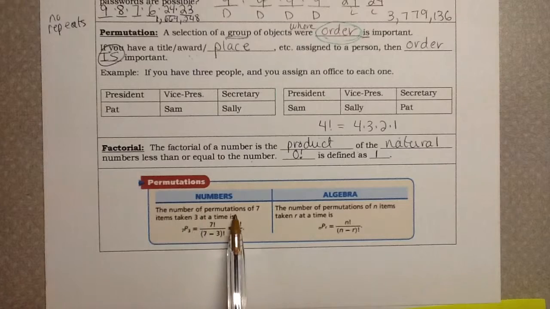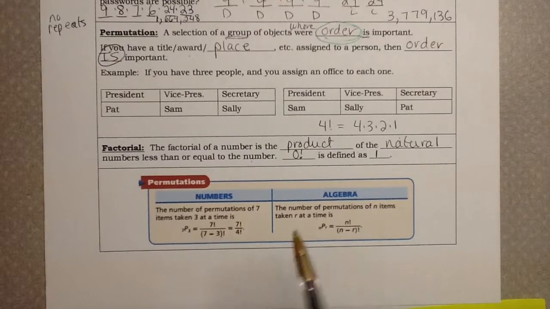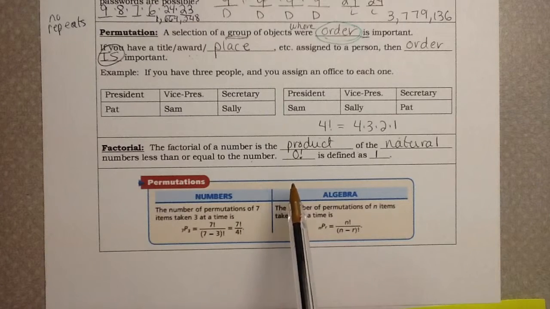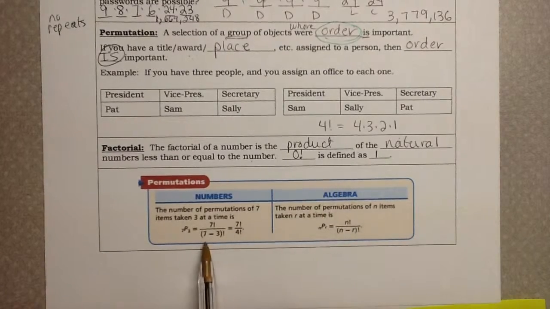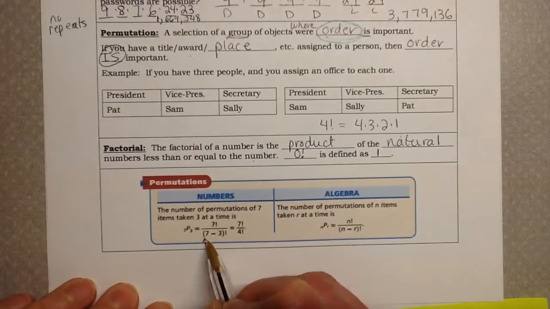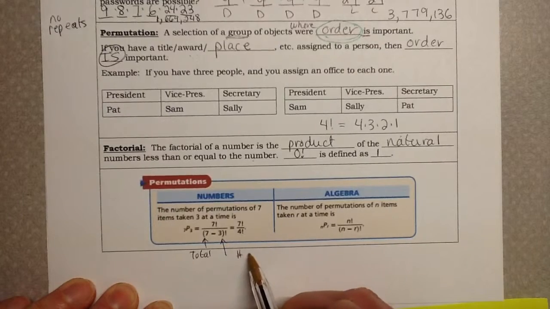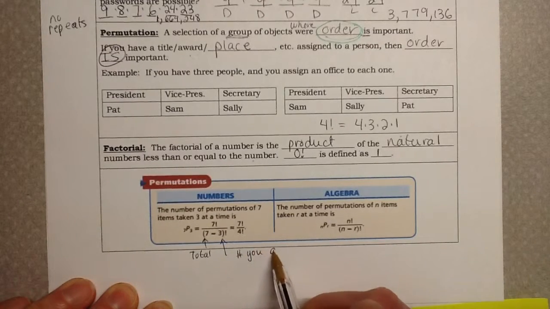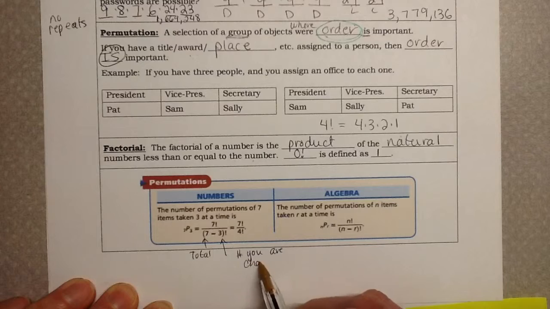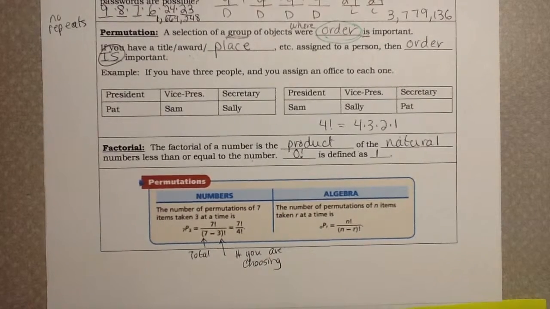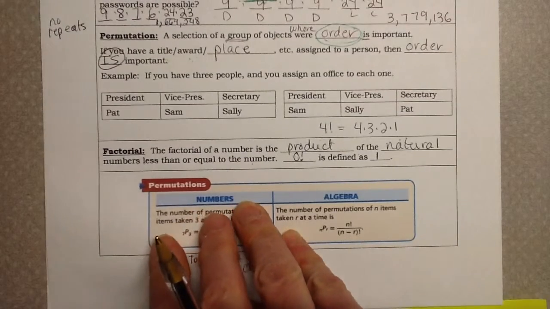The number of permutations of 7 items taken 3 at a time. So we would do 7 factorial. We would be going 7 times 6 times 5 times 4 times 3 times 2 times 1. And then it would be over how many, the total that we have. So this is the total, and this is the number you are choosing. Now you have a button on your calculator that's a permutation button, and we'll go over that.